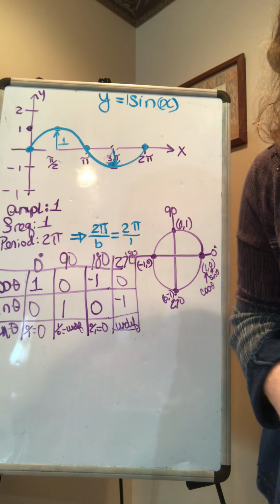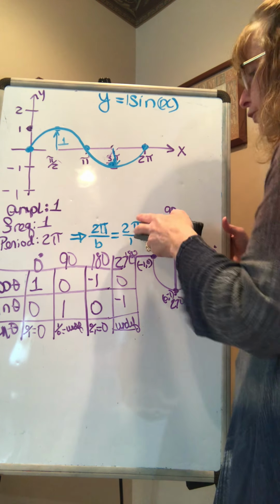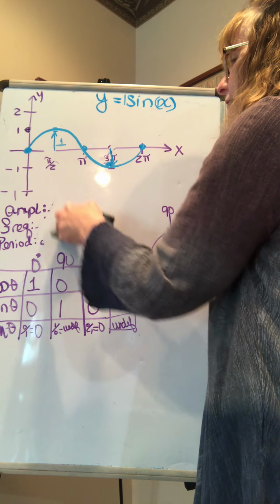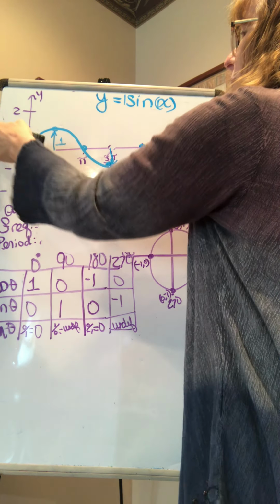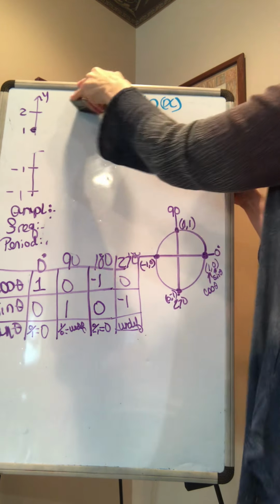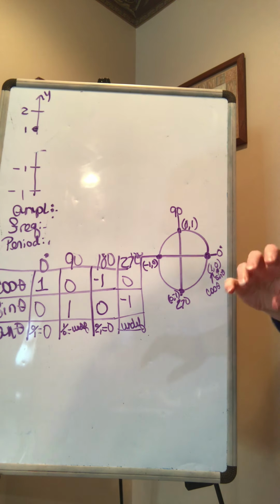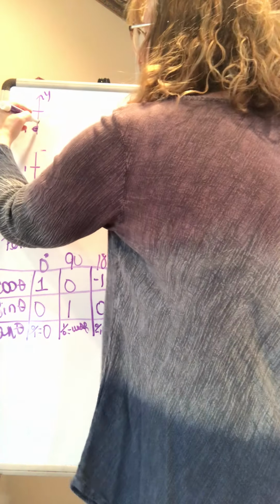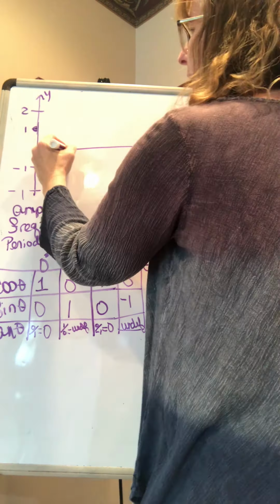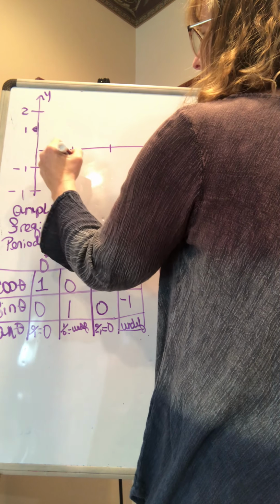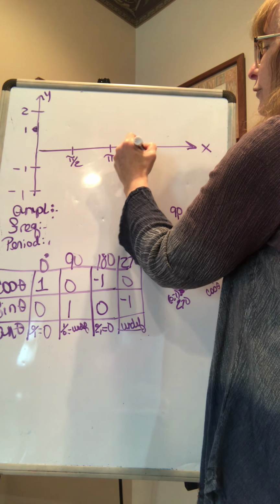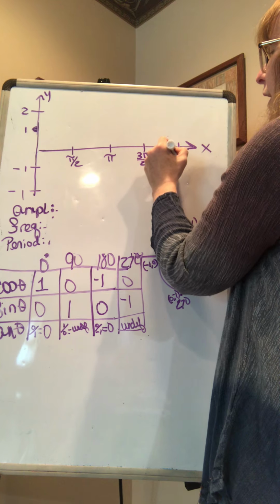Now for the basic tangent curve. Tangent is so much different than sine and cosine when it comes to making the graph. So I'm going to just have to erase and draw this again. When I'm drawing, I'm still going to have my 90 degrees, my 180, which is pi, my 270, 3 pi over 2, and my 2 pi.